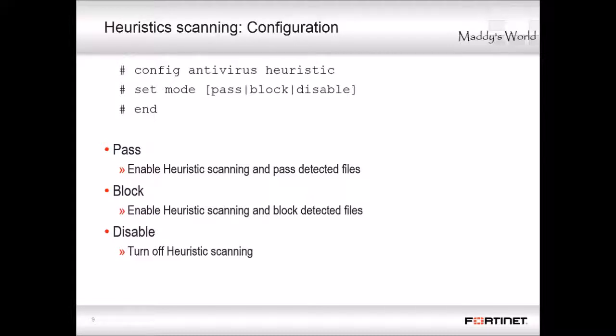With an action set to pass, you are enabling heuristic scanning but not blocking the file. The unit will make a log entry about detection. With block, anything that is detected by heuristic detection will get blocked.